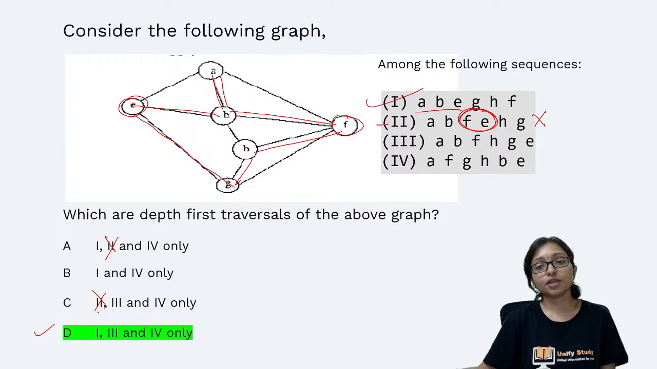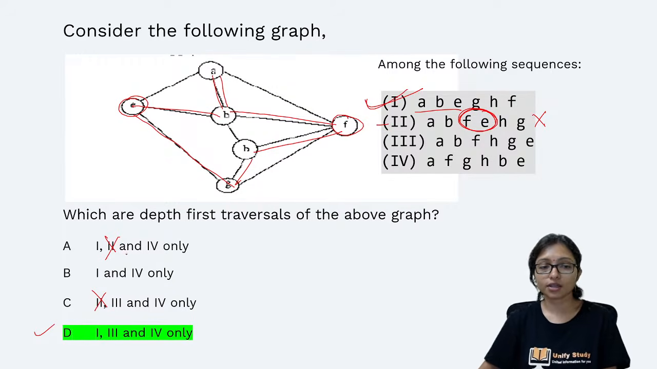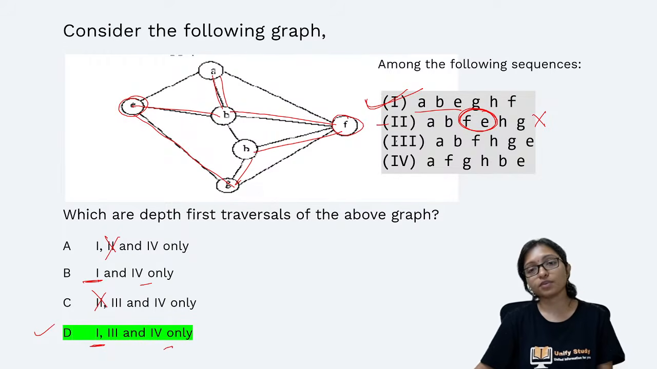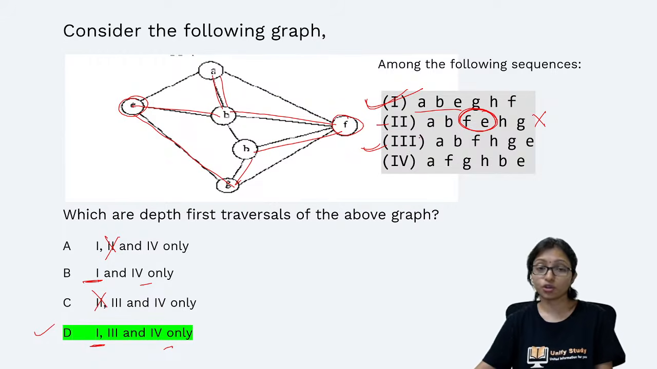Now, after elimination, I already know option 1 is correct. Here is also option 1, here is also option 1. Option 4 is in both. Now I will check option 3. Is it correct or not?